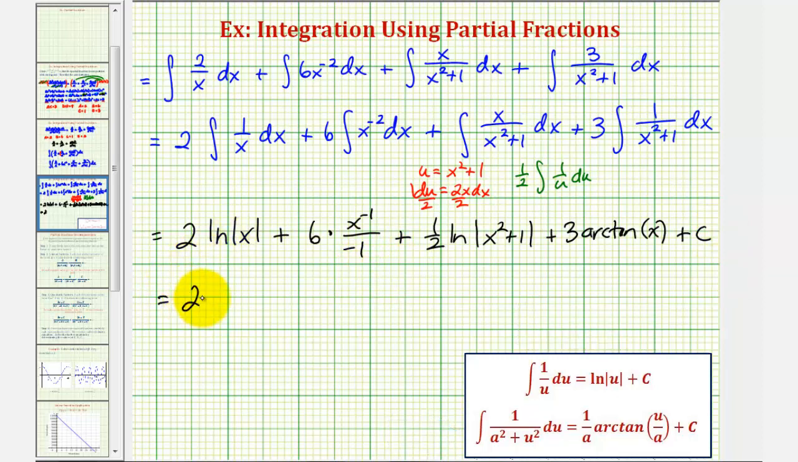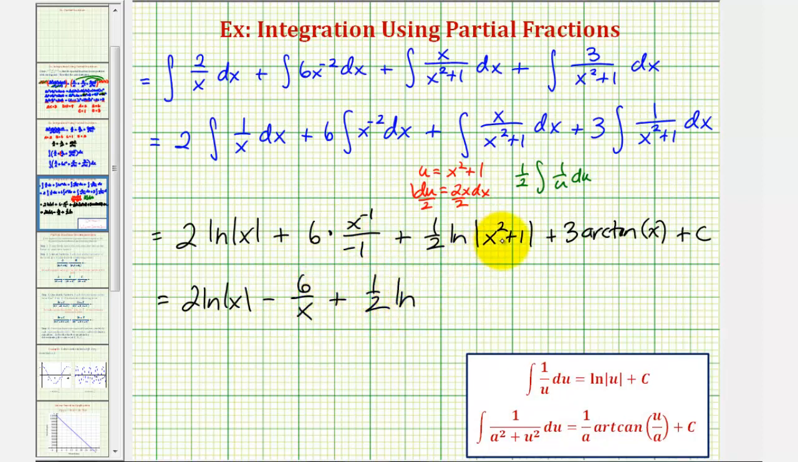Let's simplify this one more time. So we have 2 natural log absolute value of x. Here we'd have minus 6 over x, and then we have plus 1/2 natural log. Again, the absolute value here is not needed, so we have the quantity x squared plus 1, and then we have plus 3 arctangent x plus C.